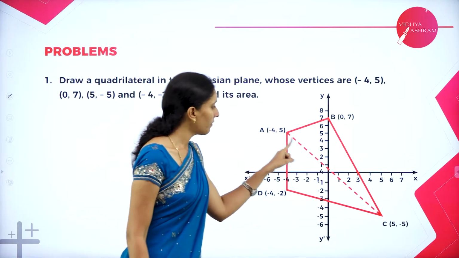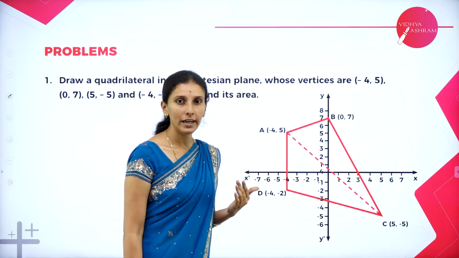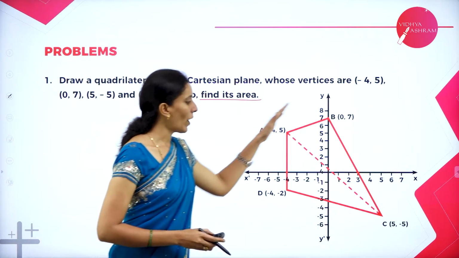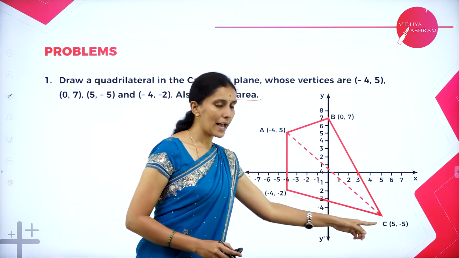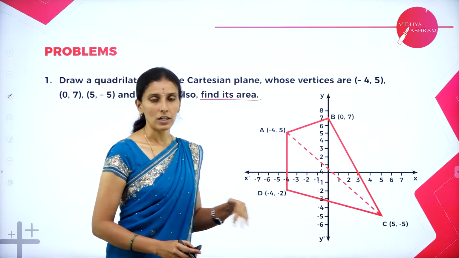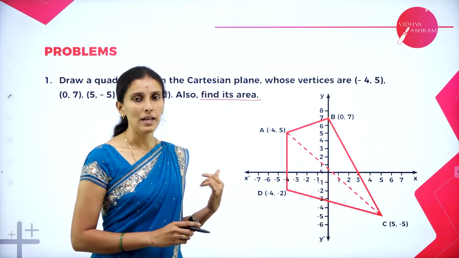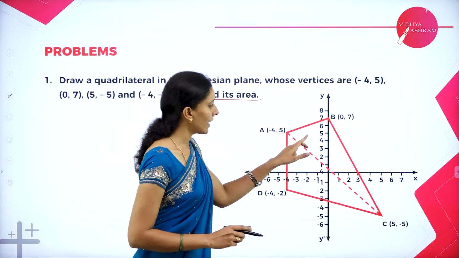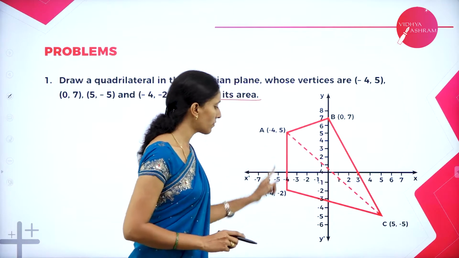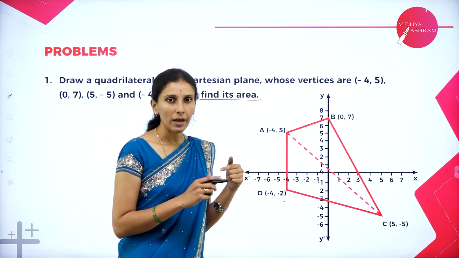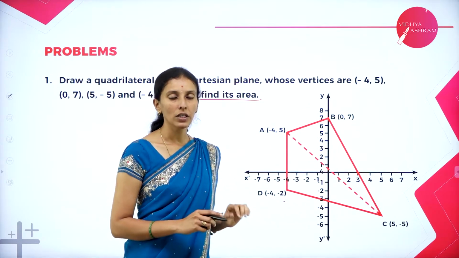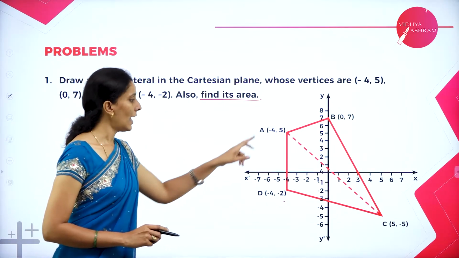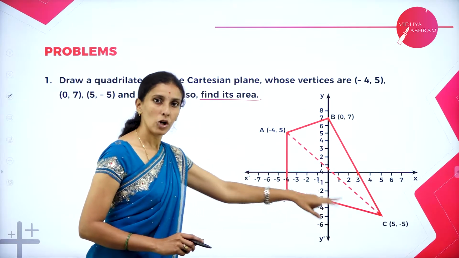So here I have taken a diagonal. Why have I taken a diagonal? Because we are asked to find the area. We know any quadrilateral along with its diagonal can be divided into two triangles. From the previous formulas, we know how to calculate the area of a triangle. So if I calculate the area of triangle ABC and the area of triangle ADC, then sum them up, we will get the total area of the quadrilateral. Now, using the formula of the area of a triangle, I'll calculate the area of ABC because I know its vertices.